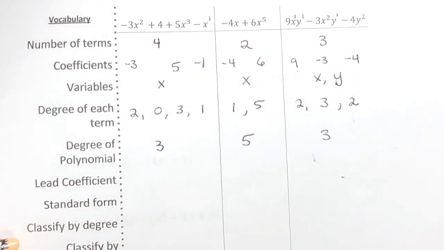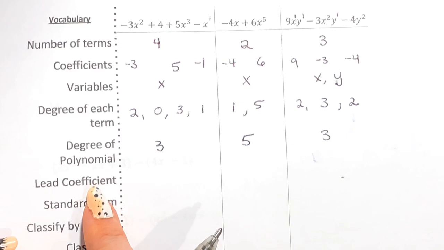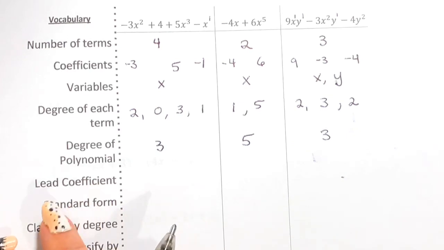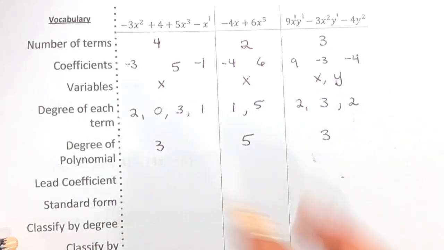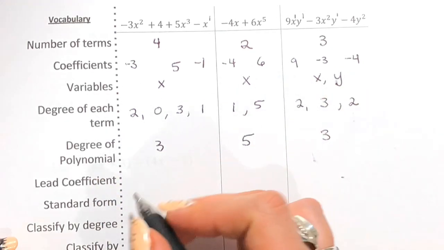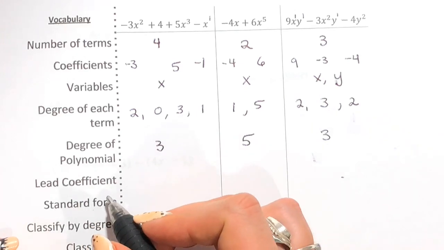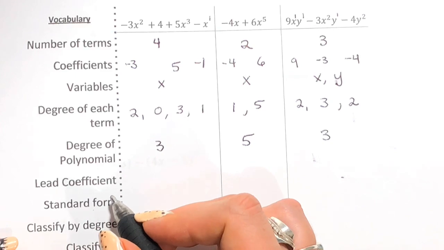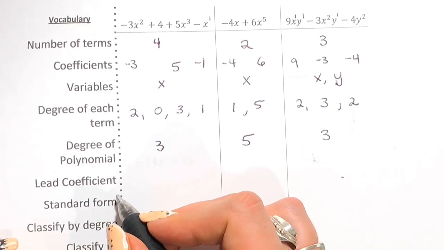Okay, and then the leading coefficient is going to be the first coefficient that's kind of leading the way, but we like to do that when it's in standard form. So I actually wish these spots were switched. Remember, standard form is when you write it in descending order, so you go by degree. So we want the term with the highest degree to go first.